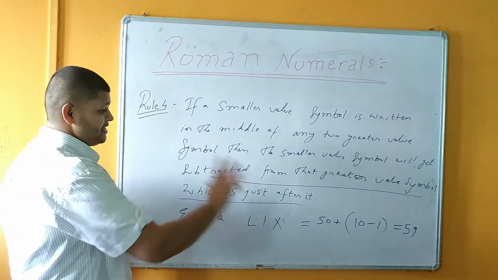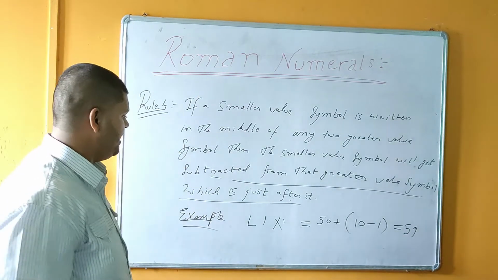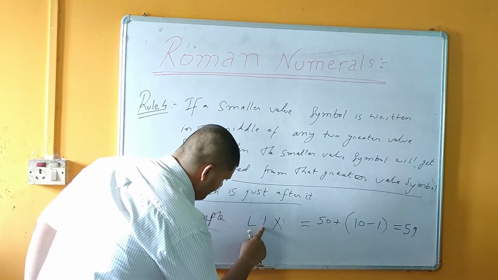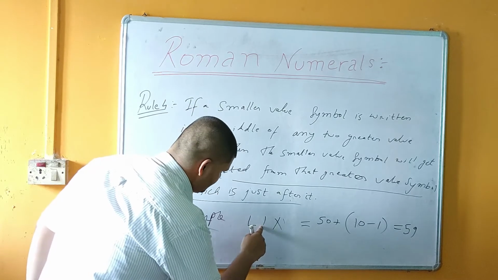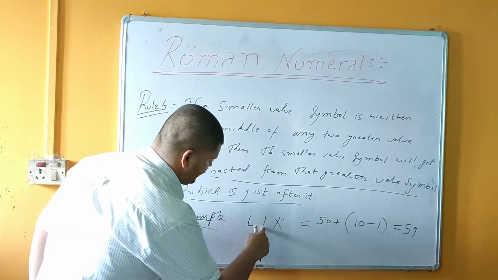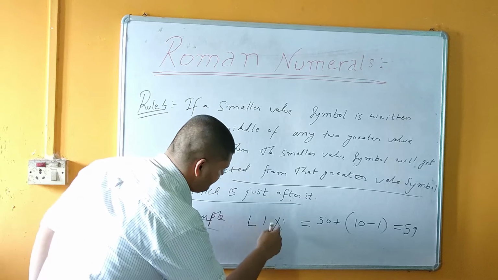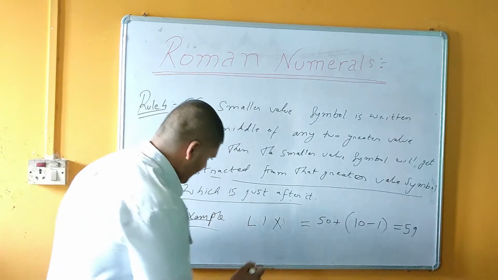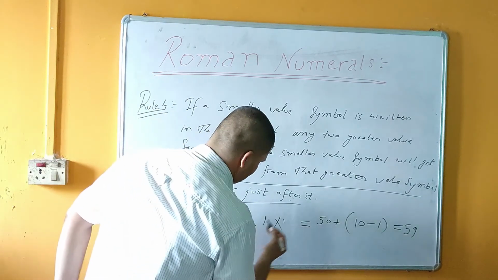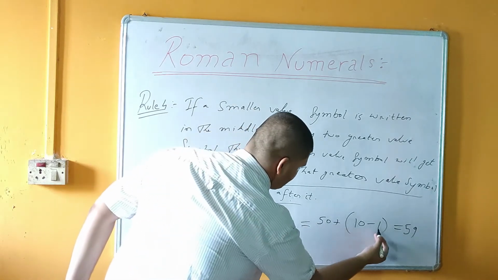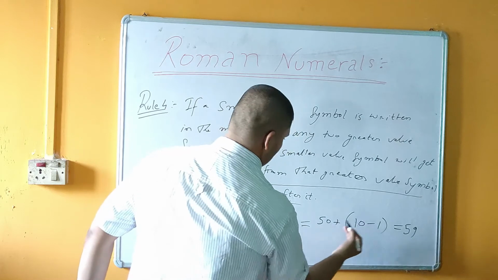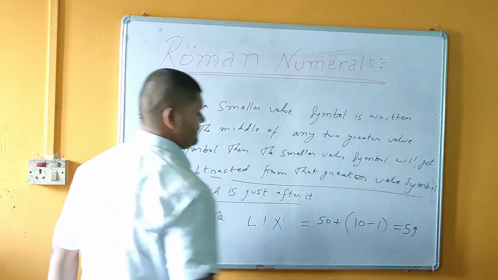I hope you are clear with this example. The statement is clear. If a smaller value symbol is written between two greater value symbols, then this smaller value will get subtracted from the symbol which is just after it. So it is happening. This L means 50 simply. This I we will subtract from this 10. So 10 minus 1 is 9. So 50 plus 9 is 59.